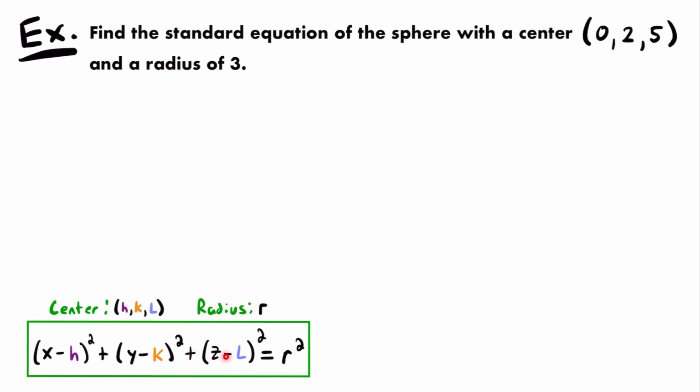And then we'll add that to z minus the z-coordinate, and that will be squared. And we'll set that equal to the radius squared. So let's do that. Our equation of this sphere will look like this. We'll have x minus the x-coordinate, which is 0.